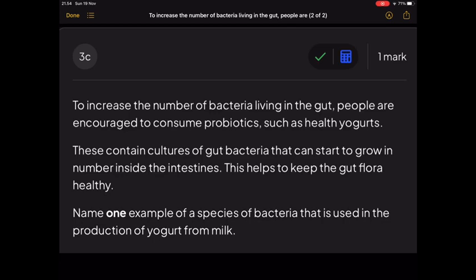To increase the number of bacteria living in our gut, people are encouraged to consume probiotics, such as health yogurts. These contain cultures of gut bacteria that can start to grow in number inside the intestines. This helps to keep the gut flora healthy. Name one example of a species of bacteria that is used in the production of yogurt from milk. I'll give you another 5 seconds to answer this question.